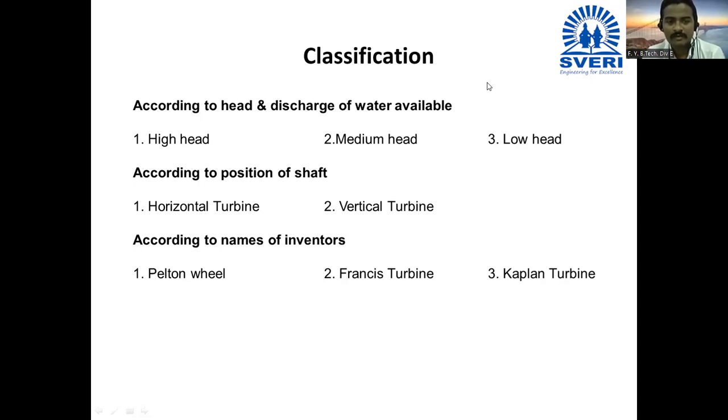Then capital B, according to the position of the shaft. Normally, whenever the shaft is horizontal, we prefer the Pelton. According to the position of shaft, first horizontal turbine, second vertical turbine. And the last, C, according to the names of inventors. Point number one, Pelton wheel. Second is Francis turbine. Third is Kaplan turbine.